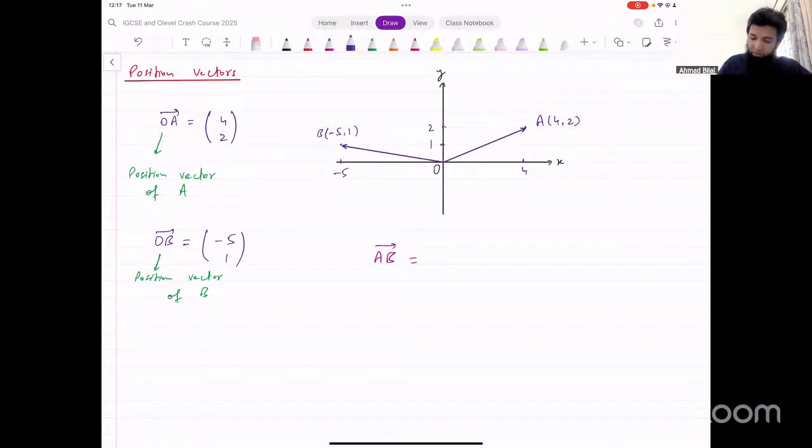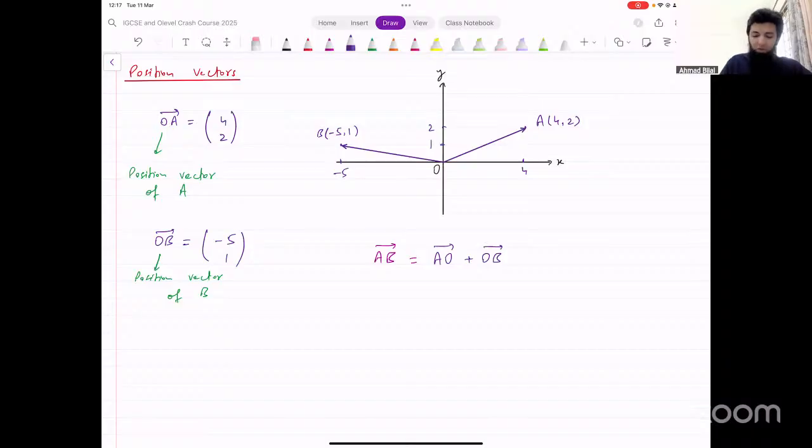OA and OB. These are given to us. Now, using these vectors, how can I find AB? I can say, let's go from A to O. That's AO. And then go from O to B, right? That's the path that I can follow. AO plus OB.